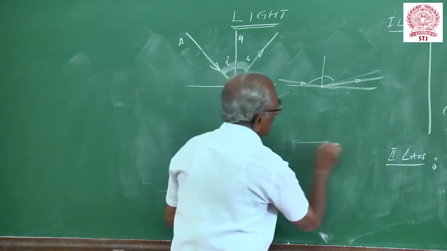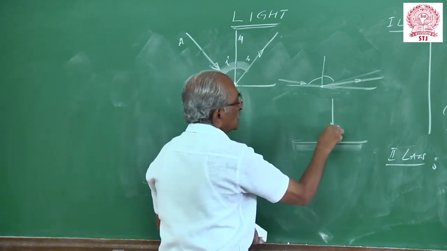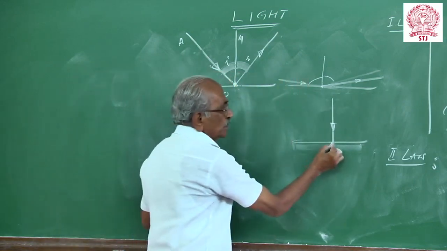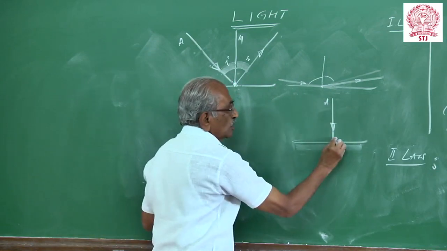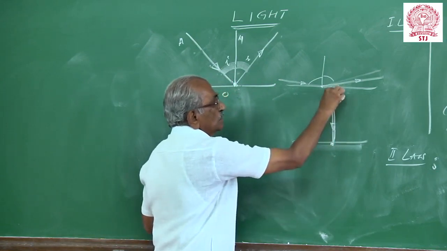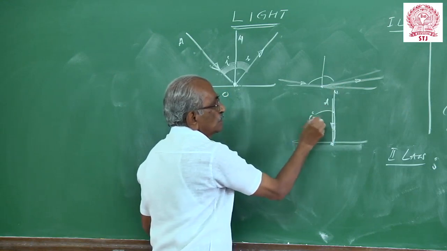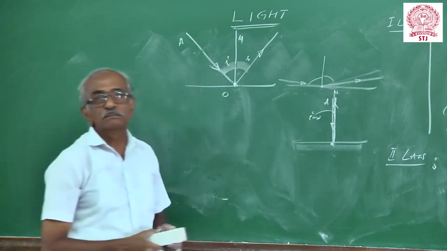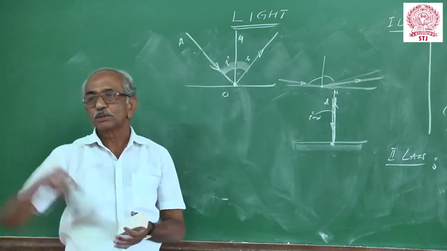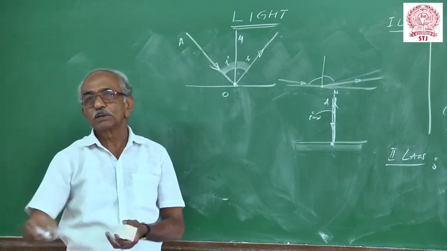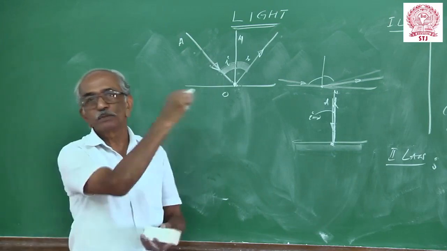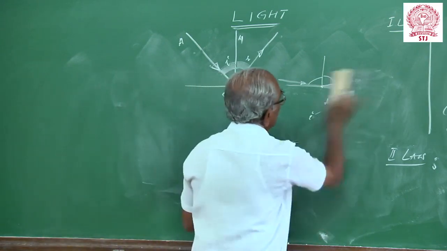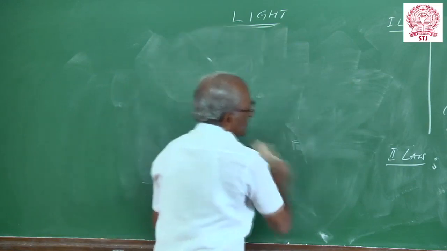Now, once again, mirror. Ray is falling like this. Now this is the point of incidence. Draw there the normal. This is the normal. What is the angle? I is zero. Equal angle. So it goes like that. You make it like this, it comes back. Drop the ball, it comes back. Throw the ball, it goes back like that.